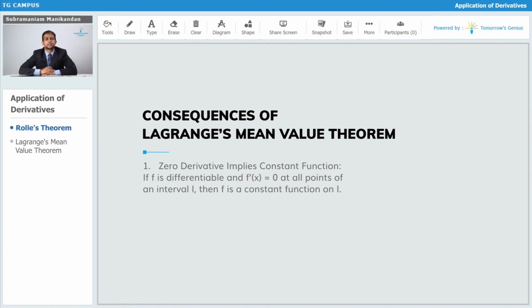So what are the consequences of this mean value theorem? The first consequence is that zero derivative implies a constant function, because if f(x) is differentiable and f'(x) = 0 at all points on an interval, then f is a constant function on I, because that would give us f(a) = f(b), which means that the value of the function between any two points is not changing at all, which can happen only when the function is a horizontal straight line. A horizontal straight line means a constant function.